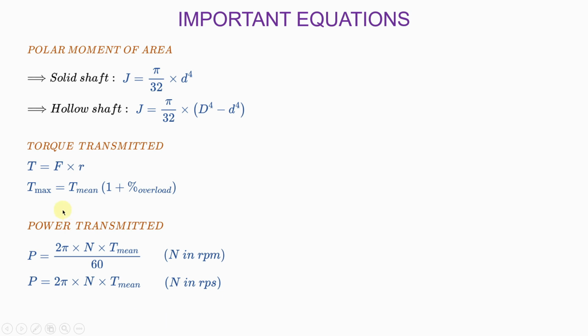And so this is the equation for the power transmitted. I know many of you are already familiar with that. What is important to note here is that the torque in this equation is the mean torque. It's not the maximum torque. So if you have the maximum torque in the question, you're going to need to use this equation to find the mean torque. Then you will plug the mean torque into this equation to get the power.